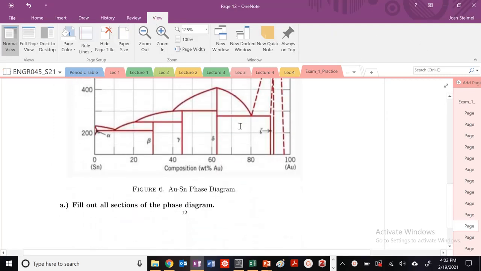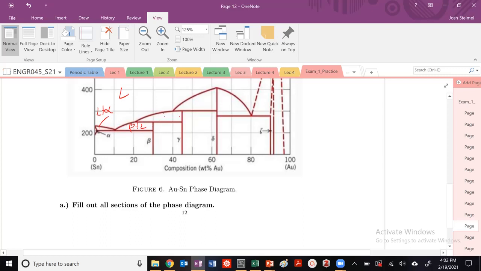So I have these intermetallic compounds here. This is my pure alpha phase. What is this liquid here? What is this region here? This is going to be liquid plus alpha. What about this region? I'm touching on this side beta. This is liquid, so this is going to be beta plus liquid.